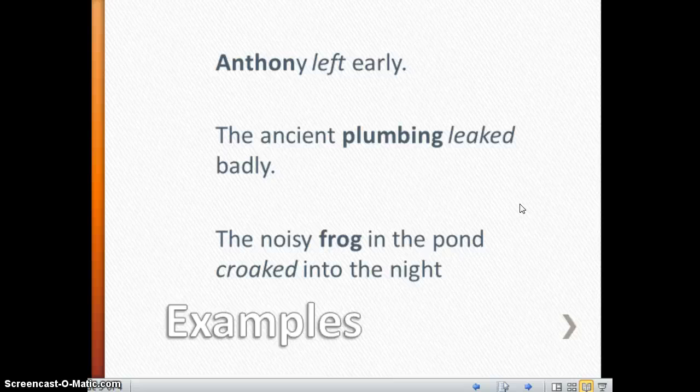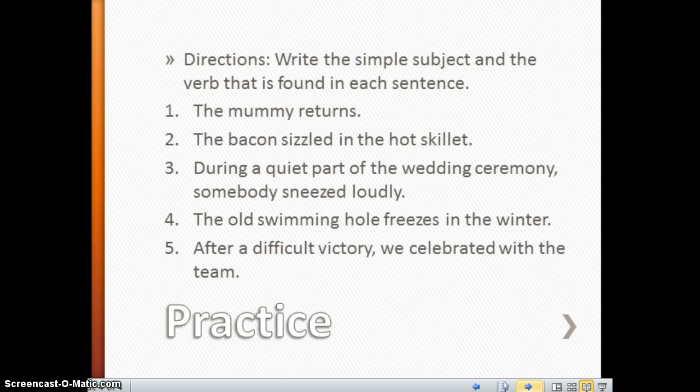The action is croaked, and you ask yourself who or what was doing the action, who is croaking, and the frog. So frog and croaked are your simple subject and your verb. For directions, all you have to do is write the simple subject and the verb that is found in each sentence.